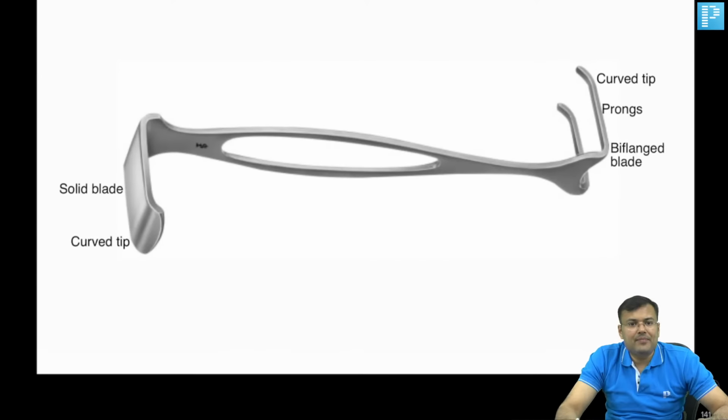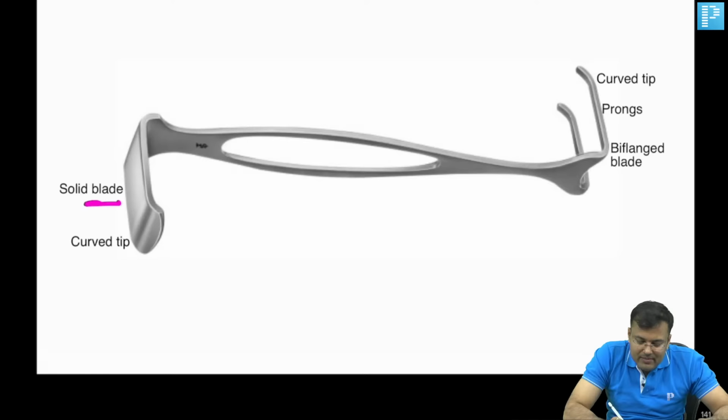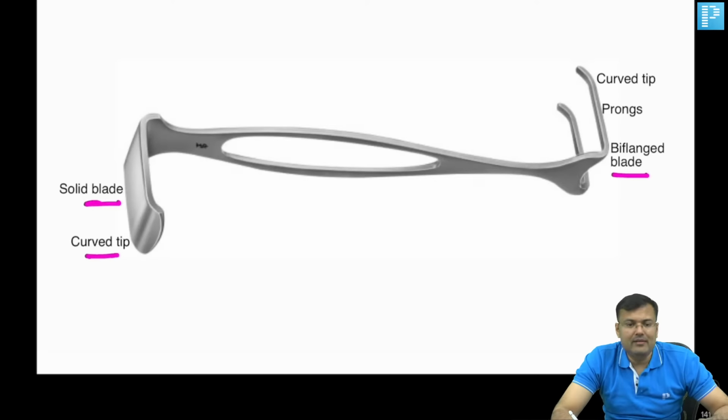Next, this was asked multiple times guys. Look at this carefully. Two blades are there. There is a solid blade with curved tip and there is a bifurcated blade. Tell me the name. What's the name?